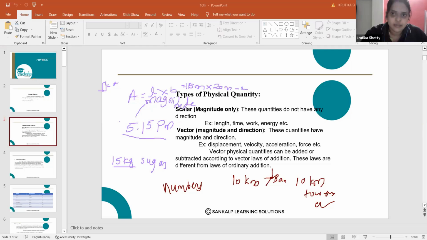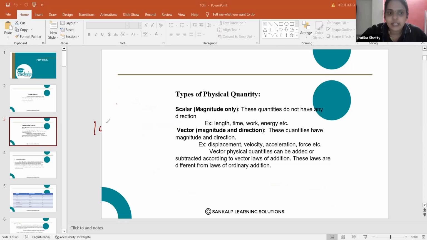What this means is, for example, suppose I have 10 kg of sugar and 15 kg of rice. So how much mass do I have in total here? This is nothing but 25 kg, right?